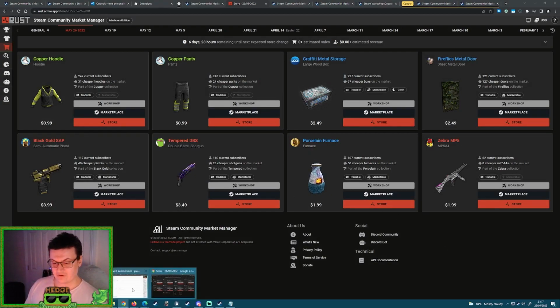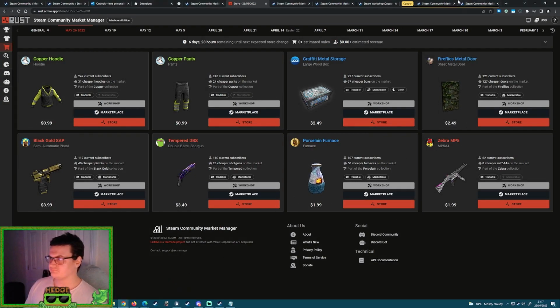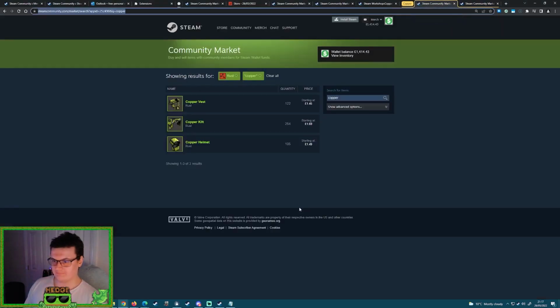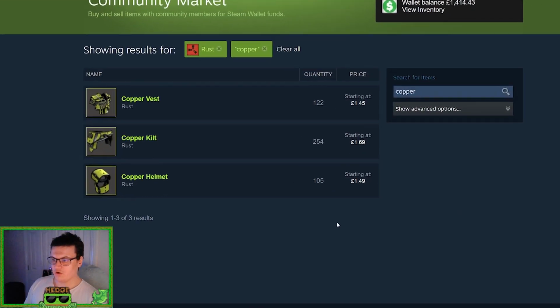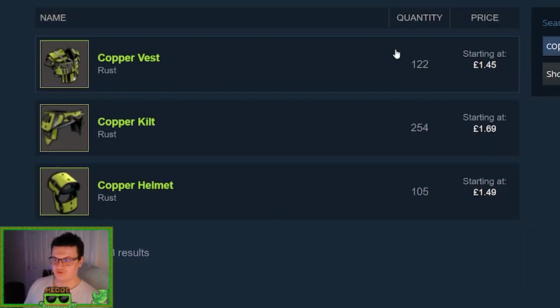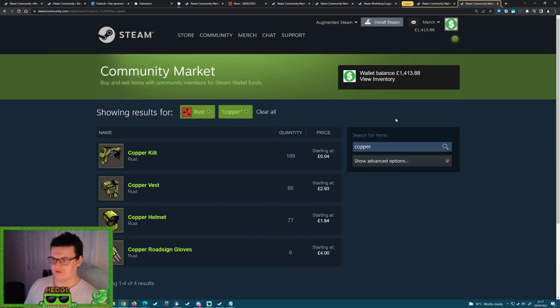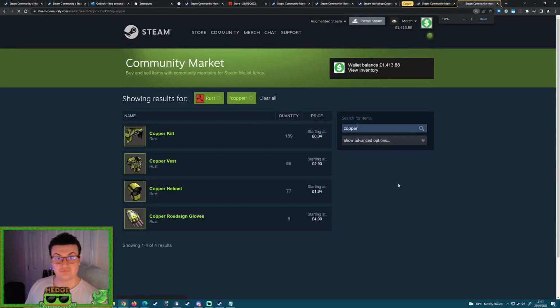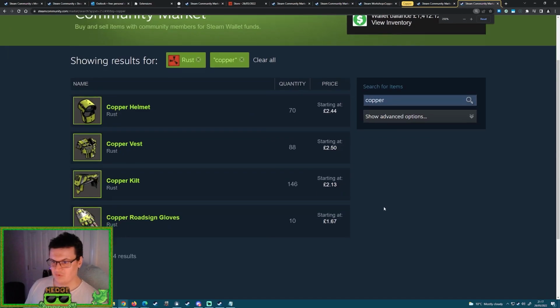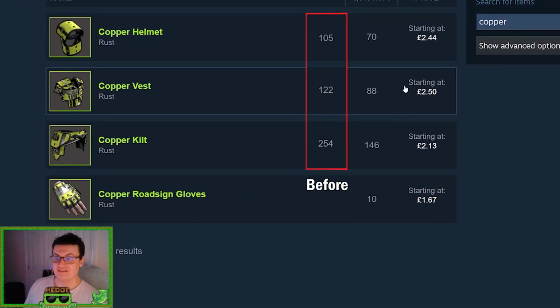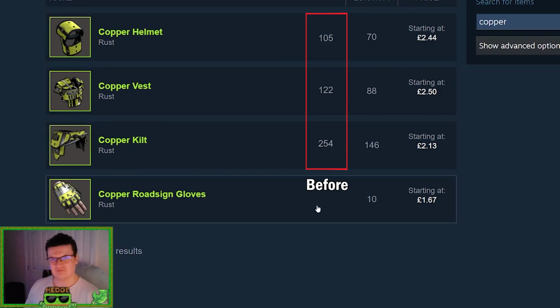Now let's go take a quick look over here. So this was earlier. Take a good look at the quantities. 122 for the vest, 254 for the kilt, 105 for the helmet. This was me refreshing a bit earlier. Let's refresh once more. And the quantities are 70 for the helmet, 88 for the vest, 146 for the kilt, and gloves are doing alright too.